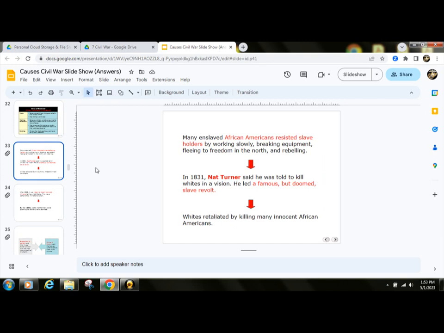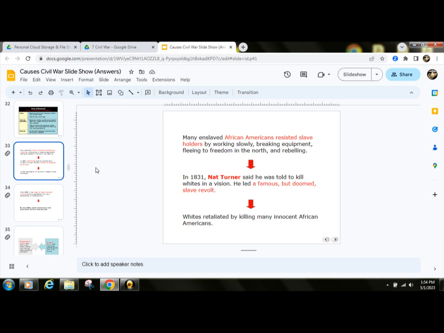Many enslaved African Americans resisted slaveholders by working slowly, breaking equipment, fleeing to freedom in the North, and rebelling. In 1831, Nat Turner said that he was told to kill whites in a vision. He led a famous but doomed slave revolt. Now, whites retaliated by killing many innocent African Americans.